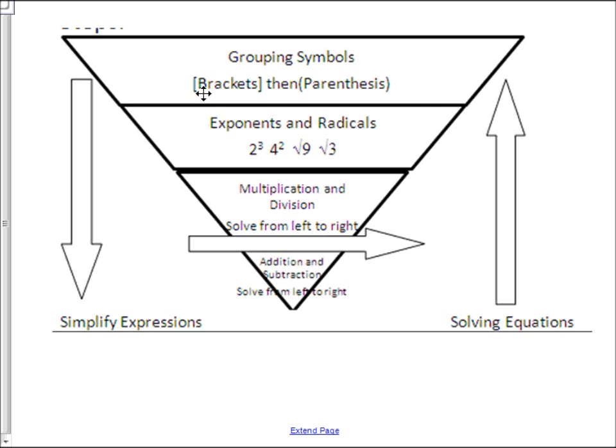So let's take a look quickly at our order of operations pyramid. Generally, when we're following the order of operations, we start with our grouping symbols up here at the top, and we follow it all the way down, and we look for addition and subtraction at the end, and we go from left to right. When we're looking at equations, we are going to look for addition and subtraction first, and then work our way up to our grouping symbols of brackets and parentheses.